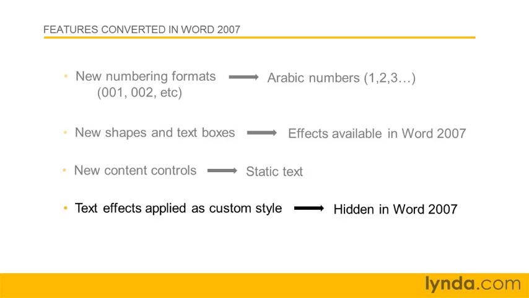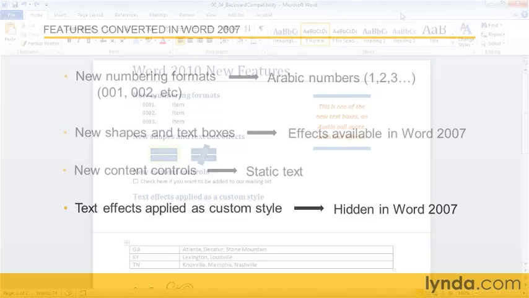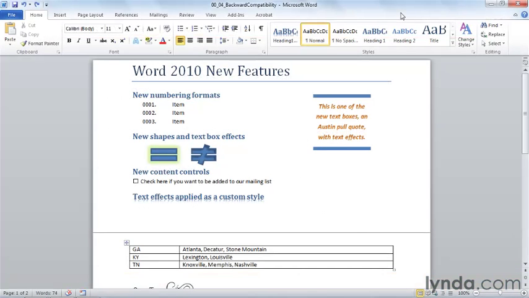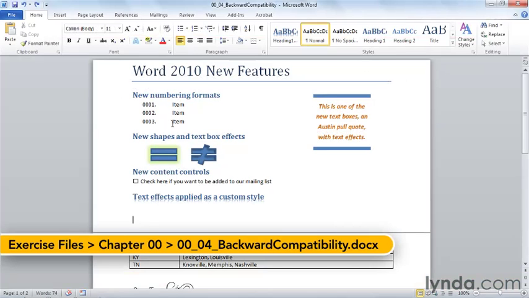Text effects will either be converted or removed. It depends on how you applied them in Word 2010. For example, if you have a text effect that you apply as a custom style, it will be hidden in Word 2007, then you'll see it again when you open the document again in 2010. If we take that same text effect and don't apply it as a style, it will be removed. Let's go take a look at the features that are converted when we open a Word 2010 document in Word 2007. Here's our Word 2010 document, and we've used that new fixed-digit numbering format.